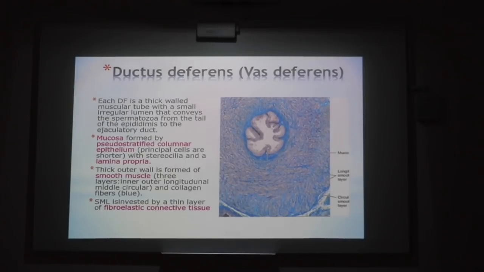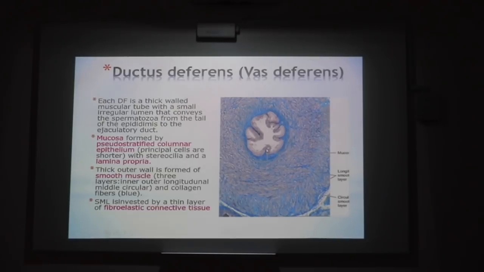So, the vas deferens is a long muscular tube. Now, each ductus deferens has a thick-walled muscular tube with a small irregular lumen. So, what you are seeing is a small irregular tube, irregular lumen, and then you have a very muscular type of tube which you see here.